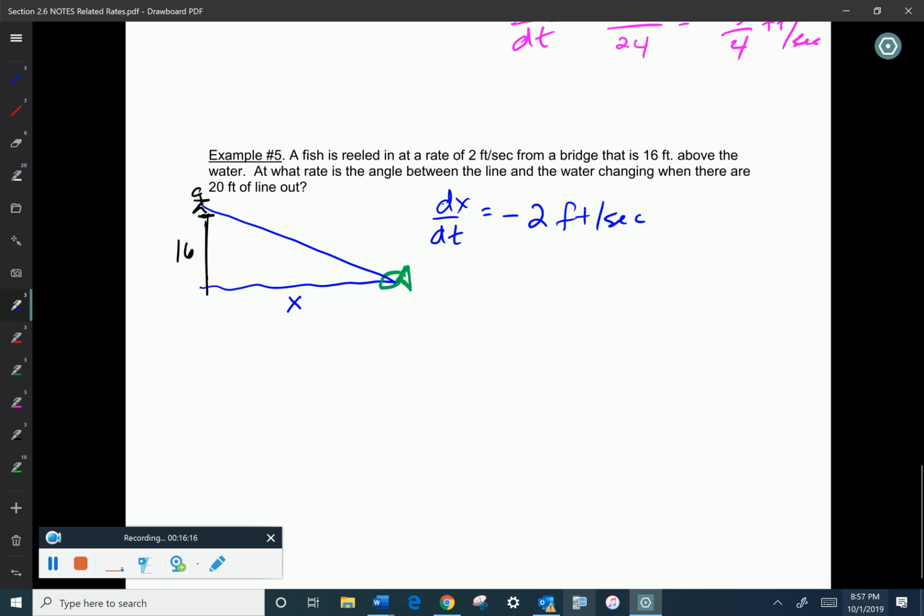Let's see, the bridge is 16 feet. Notice the bridge is not changing. It's going to stay 16, so that's not a variable. At what rate is the angle between the line and the water changing?